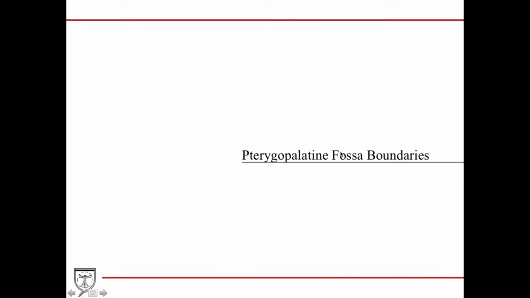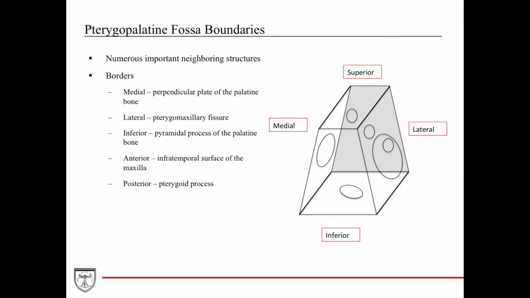So we're going to talk about the boundaries real quick. There are numerous important borders for the PT fossa, but we're going to discuss the bony borders. Medially you have the perpendicular plate of the palatine bone right along this border. Laterally you have that pterygomaxillary fissure. This is the fissure right here. Inferiorly you have the pyramidal process of the palatine bone. Anteriorly you have the infratemporal surface of the maxilla.